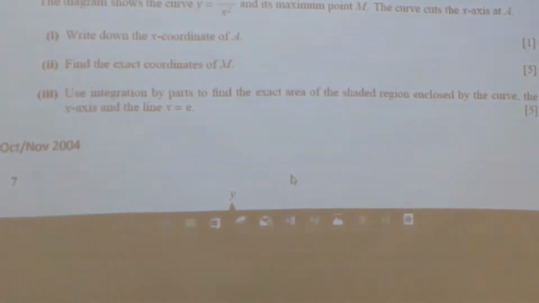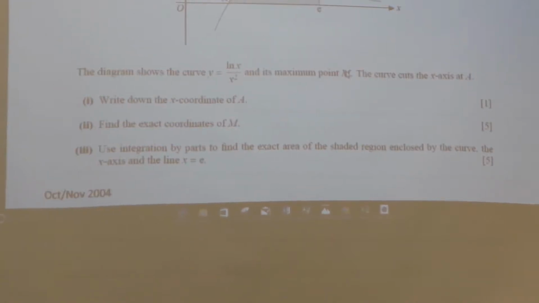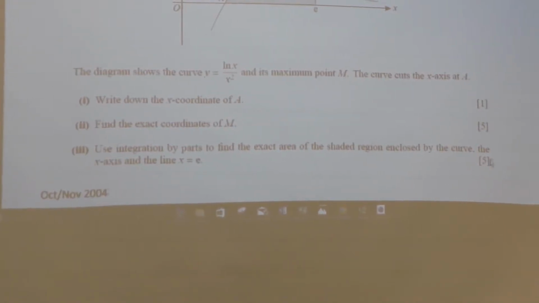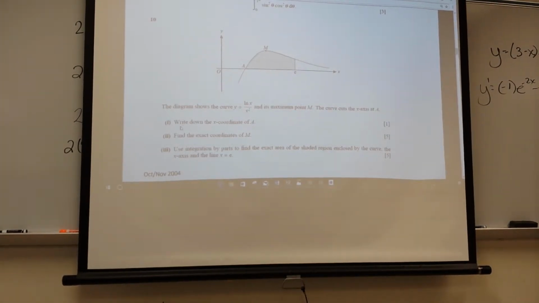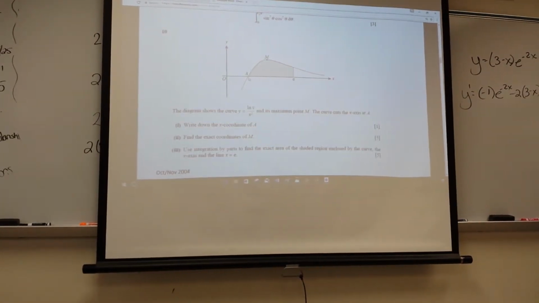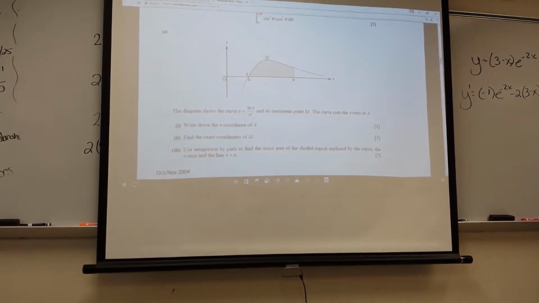Let's talk a little bit about this problem. This is number 10 from back in 2004. Look how big it is. It's an 11-point problem. The first part said, write down the x-coordinate of A. We know that it crosses the x-axis when y is 0, so you set this equal to 0 and solve. I think that would be easy enough. Worth a point for a reason.